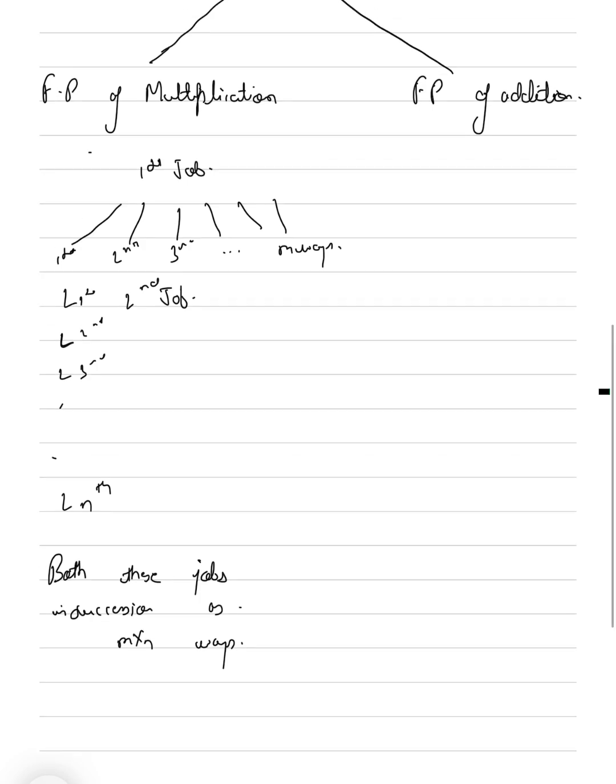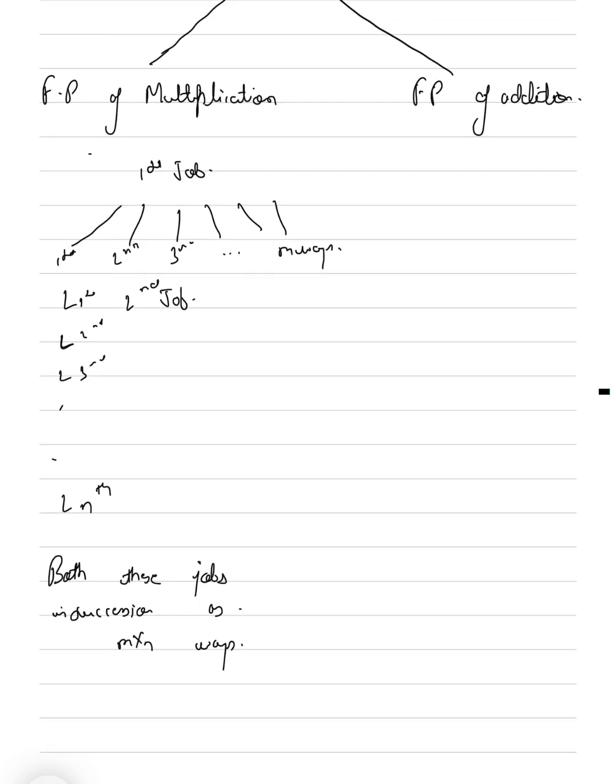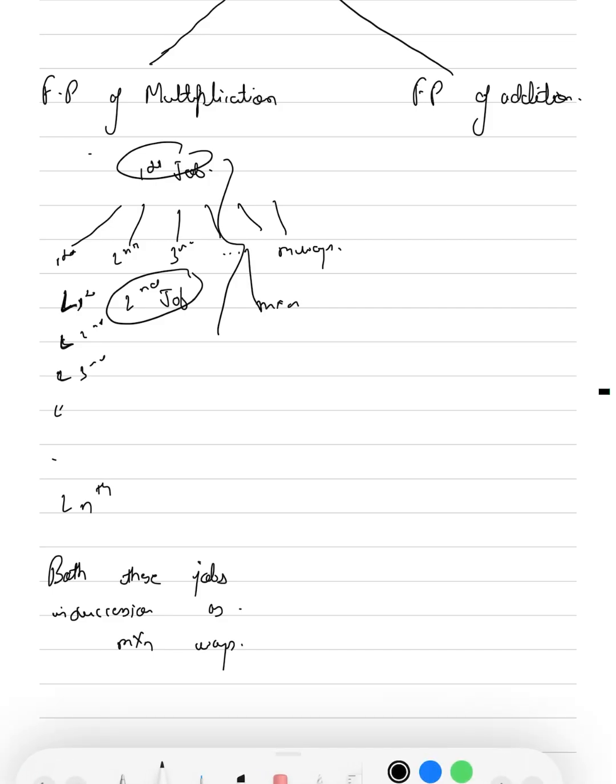Okay, so I think I made my point here clear. You have the first job, and then you have subcategorized this, or you can perform another job in first way, second way, and then nth way. So both these jobs can be performed in m into n ways. Remember, we have to perform it in succession. Okay, so now what is the fundamental principle?